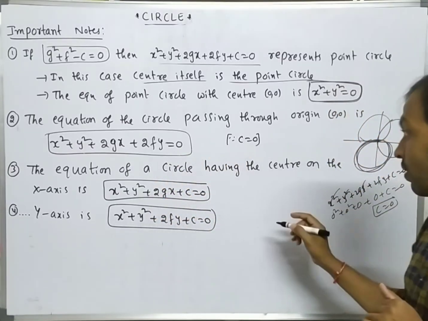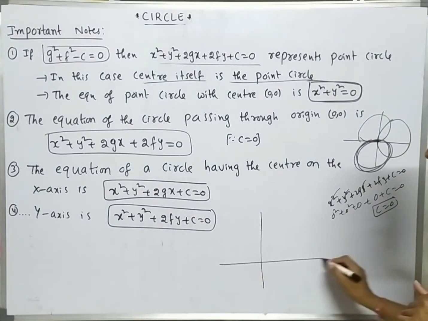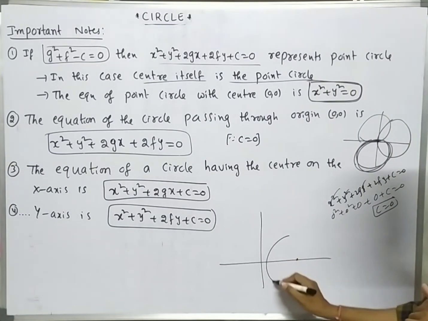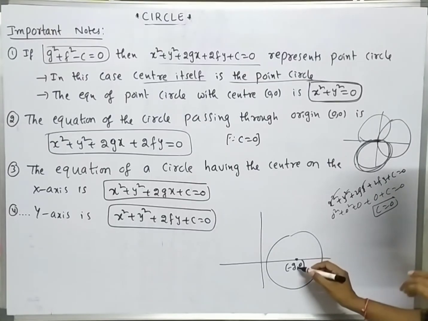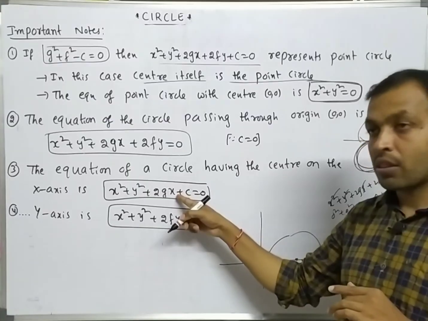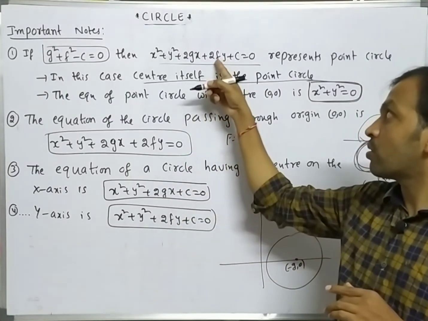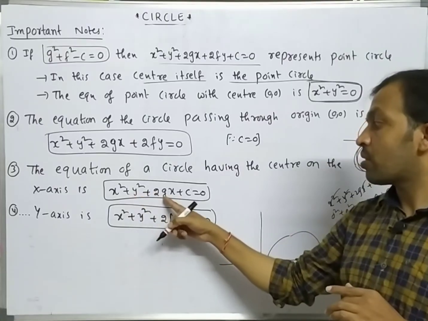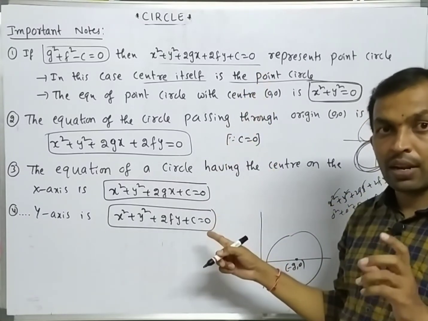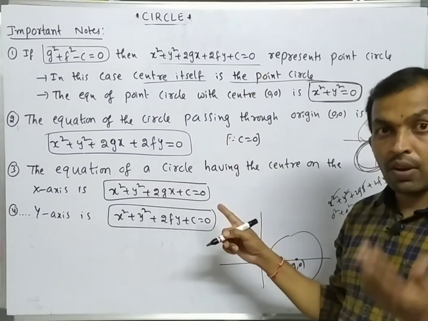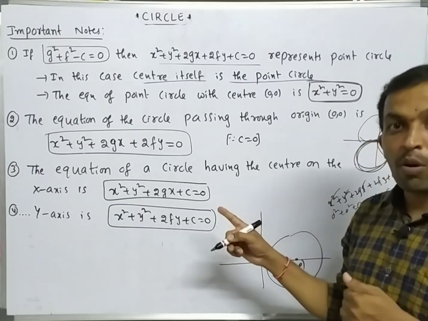Next, the equation of a circle having the center on the x-axis. So this is the x-axis, and this is the center. Then the center is minus g comma 0. On the x-axis the center is of the form minus g comma minus f, where f is 0. Okay, right. So as f is 0, there is no 2fy term. Then x square plus y square plus 2gx plus c is equal to 0 is the equation of the circle. These are very important points. They are useful in problem solving, right?